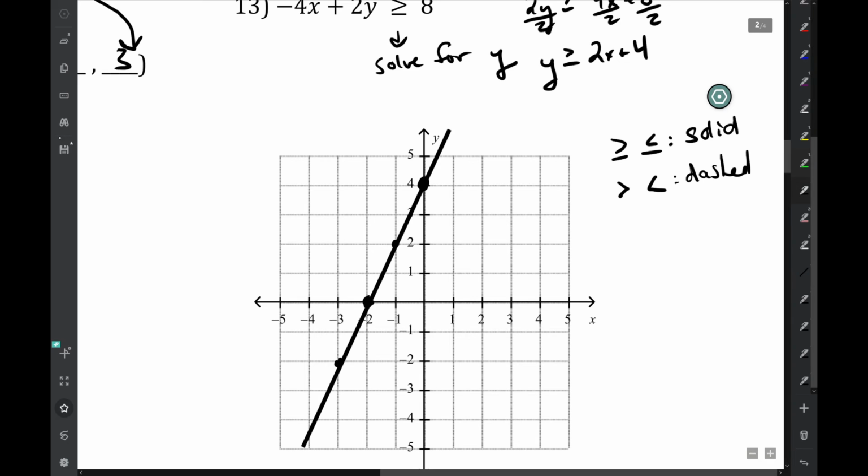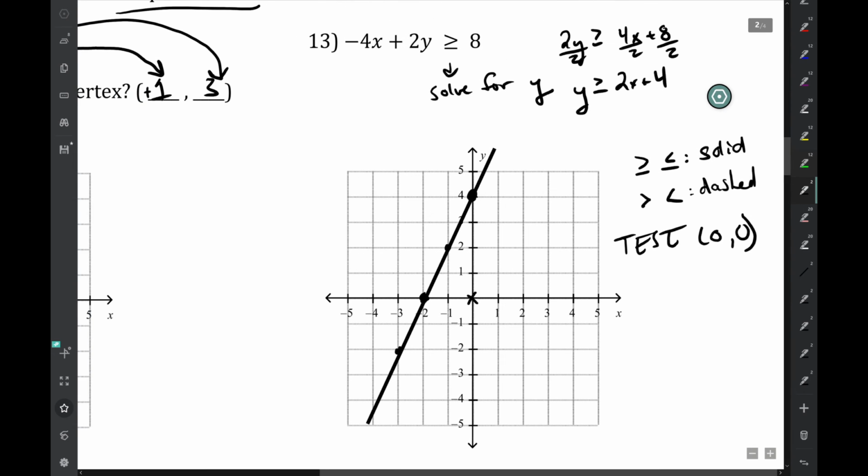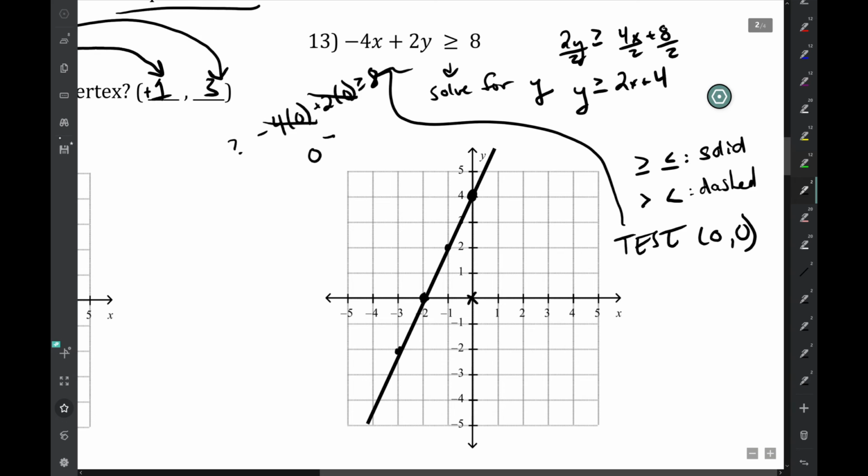And the last thing with inequalities is we want to test a point. I will pick 0, 0. And I will substitute that into the equation. So is negative 4 times 0 plus 2 times 0 greater than or equal to 8? That is the question. Well, that wipes out, that wipes out. We have 0. Is that greater than or equal to 8? No. So I don't want to shade where the point is. No solution. That means the solutions are actually on the other side.